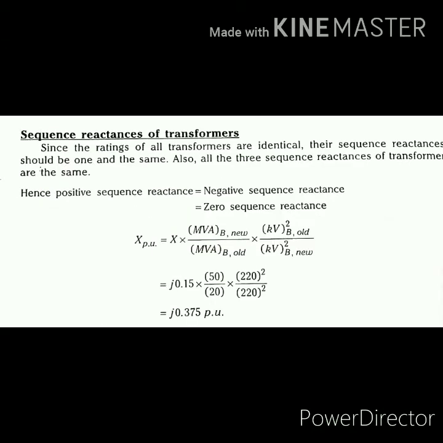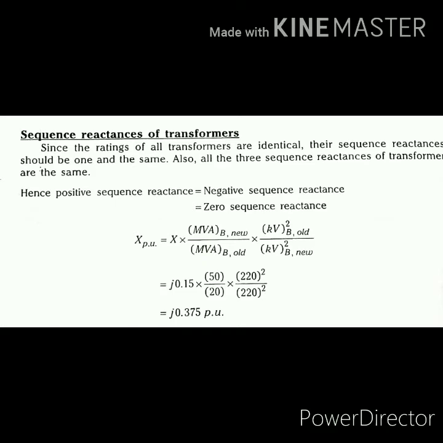Now we will see the sequence reactance of the transformer. Again the same formula. The reactance here is j0.15. Then MVA base new is 50. MVA base old, see the question, it is 20. For kV base old, you have to see the question, which is any side as per you take. If you take the 220 side, that side you have to refer. Otherwise, if you take the 11 kV side, the other side you have to refer. All this you have seen in module 1, same thing. So you'll get j0.375 per unit.